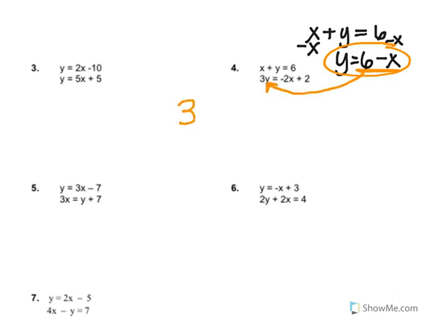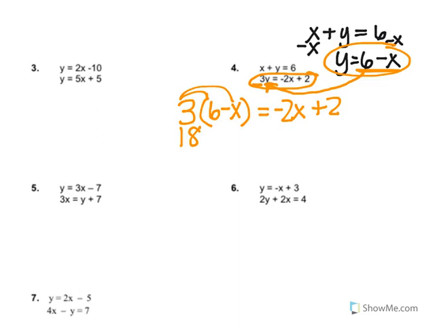So we have 3. We bring this 3 down, and instead of y, we're going to put 6 minus x is equal to negative 2x plus 2. So I just wrote this equation, except I substituted for the y. Now let's distribute. You get 18 minus 3x is equal to negative 2x plus 2. Now there's several ways you could work this problem, but I'm going to add 3x to both sides.